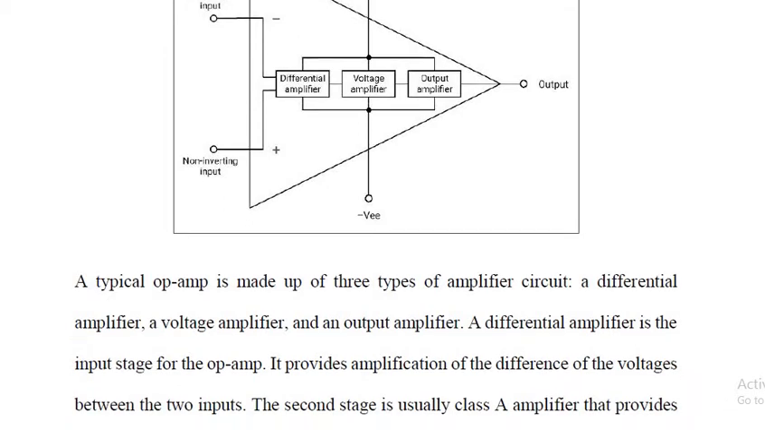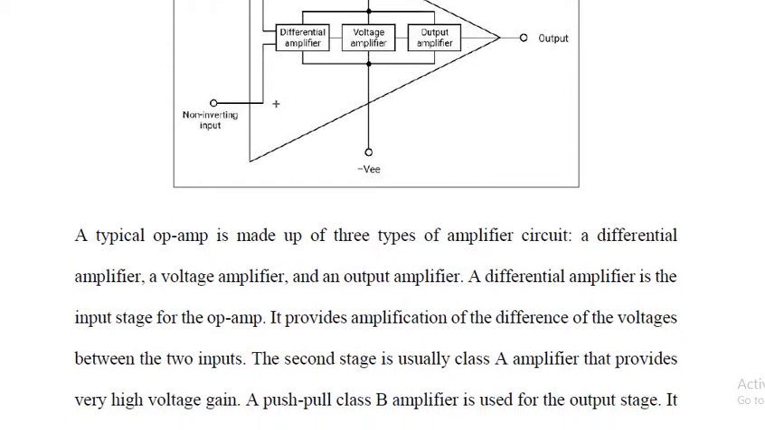The second stage is the voltage amplifier. Usually a class A amplifier is used as the voltage amplifier, and this amplifier provides very high voltage gain. The voltage amplifier provides very high voltage gain.